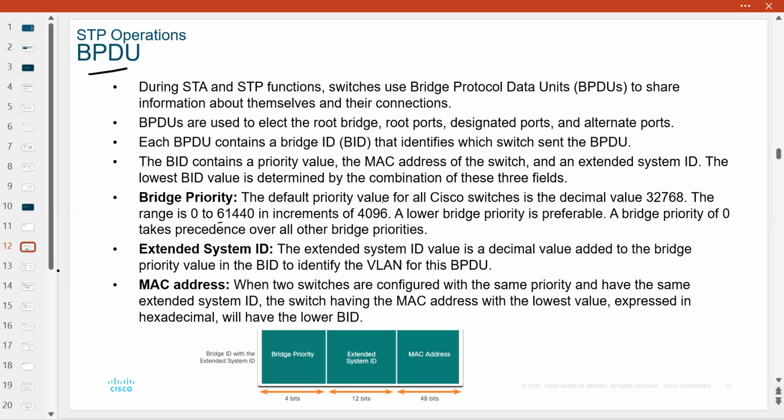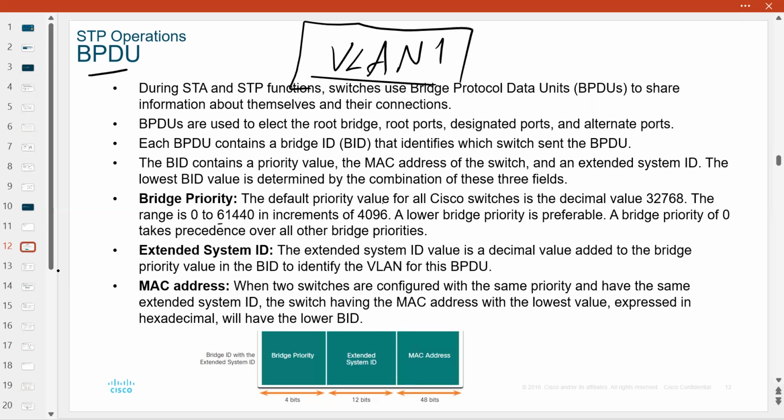Extended system ID. This is another value, which is used to identify the VLAN. It tells which VLAN this specific BPDU traffic belongs to. So we have STP for different VLANs as well. At this point, we are making the assumption that all ports are on VLAN 1, so we are dealing with only one VLAN. But in real networks you see multiple VLANs. With multiple VLANs, we have the extended system ID to identify the traffic, which VLAN the BPDU is in. Then obviously it has the MAC address. I don't need to talk much about the MAC address.